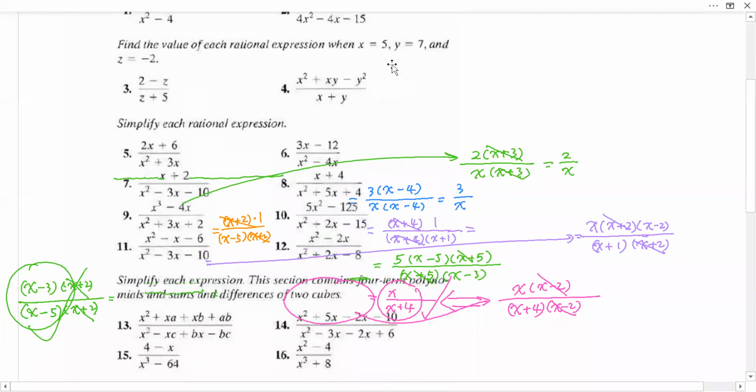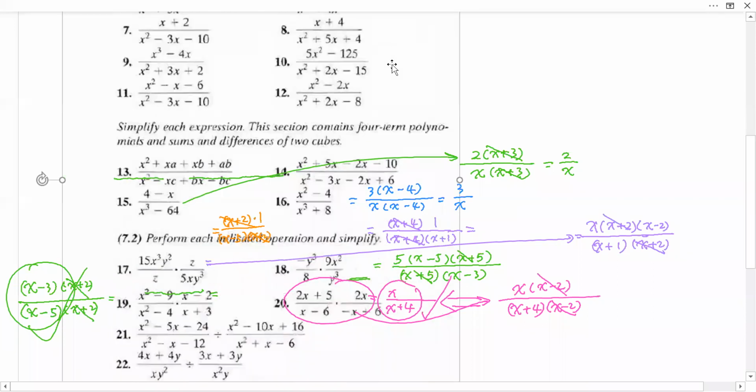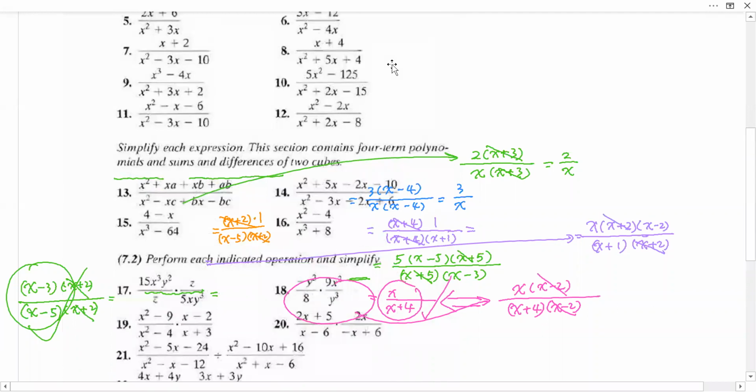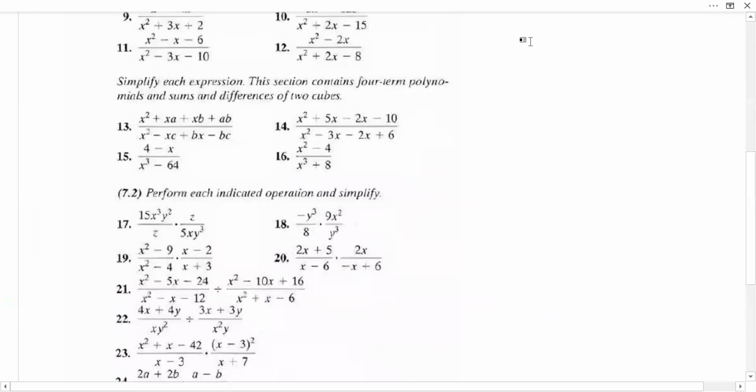Okay, so any questions? Nope, I didn't hear any questions. So if anyone has a question, say it, otherwise I will move on, all right? All right, go to number 13.